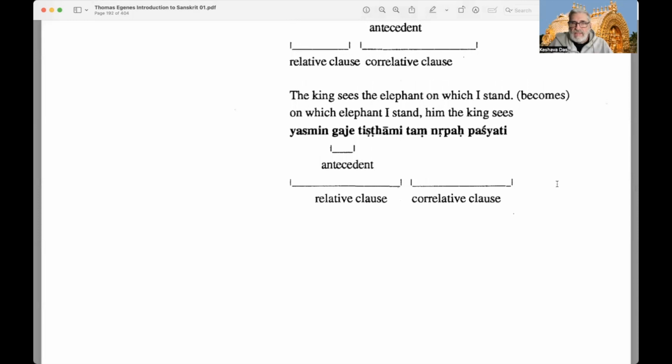So the king sees the elephant on which I stand, literally becomes, on which elephant I stand, him the king sees. Yasmin gaje tishthami tam nripaha pashyati, right? So the first clause is the relative clause, yasmin, which goes with gaje. Gaje is locative, on the elephant or at the elephant. Locative, singular, so therefore yasmin is locative, singular. Yasmin gaje tishthami tam nripaha pashyati.